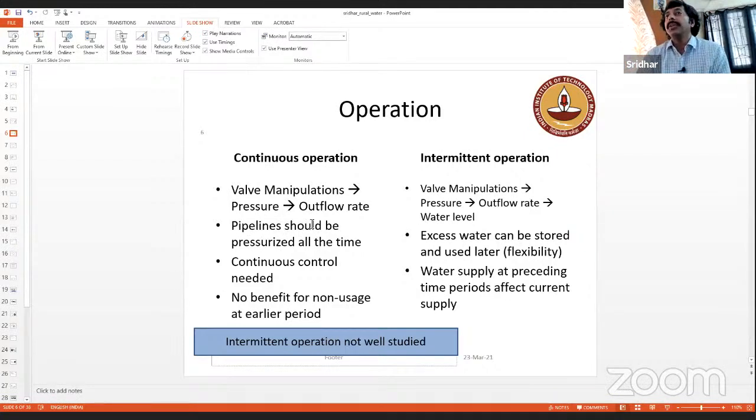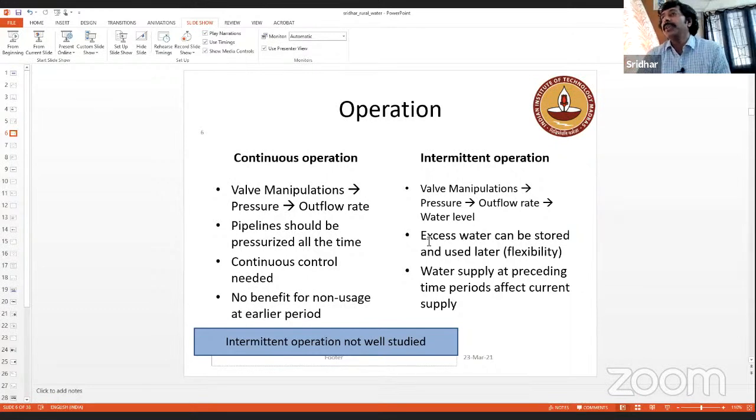In continuous operation, pipelines have to be pressurized all the time, which is not the case in intermittent operation. And in continuous operation, you need to be able to continuously control the network, which means if the demand increases, right? Usually, there are two peaks observed in a day, in the morning and in the evening. So there has to be enough control or flexibility in operation so that whenever there is an increase in demand, the water can be supplied.